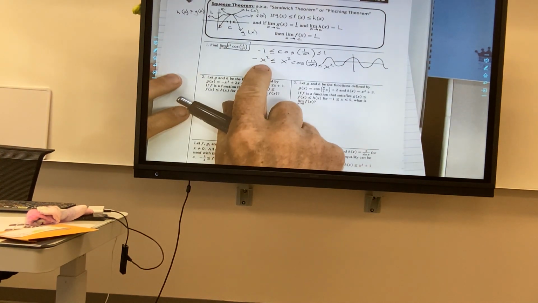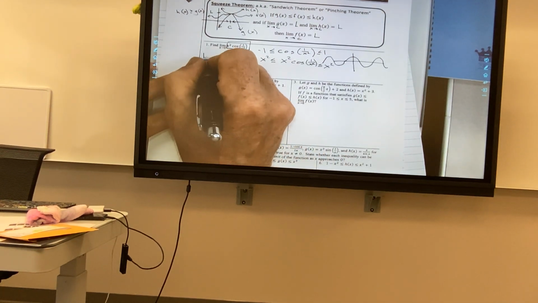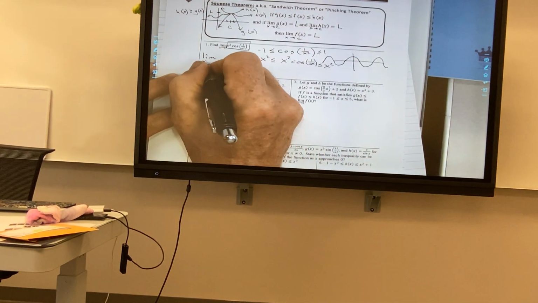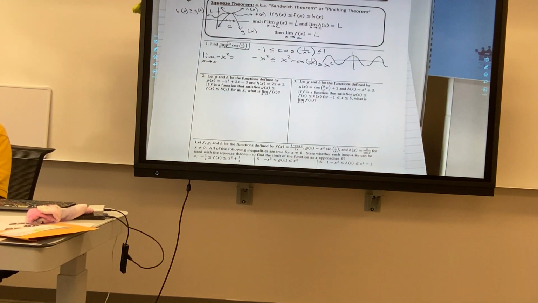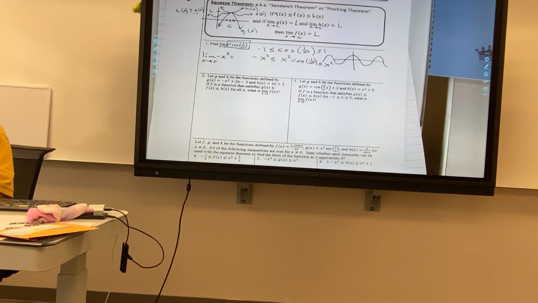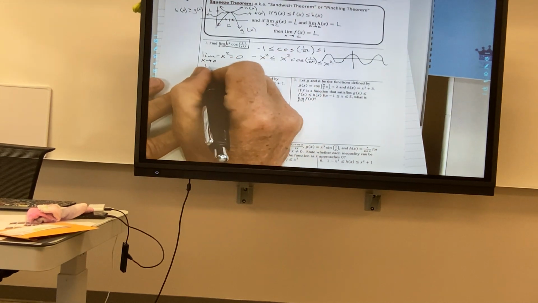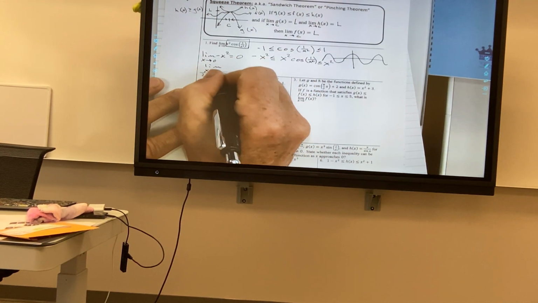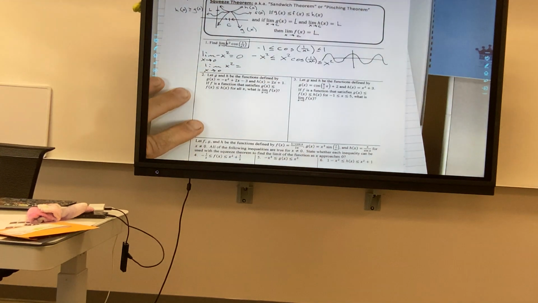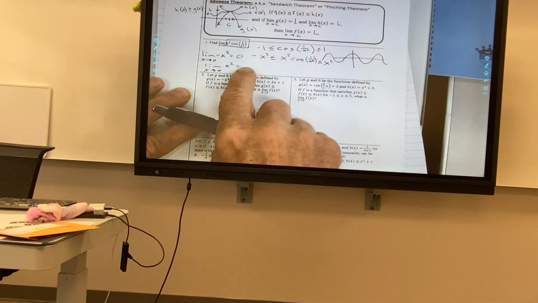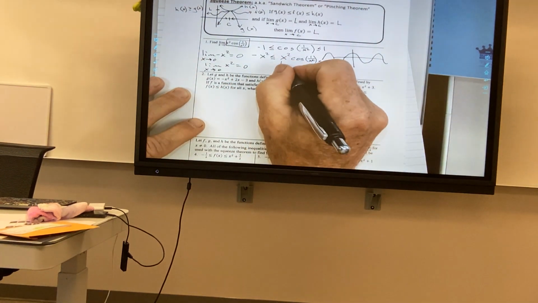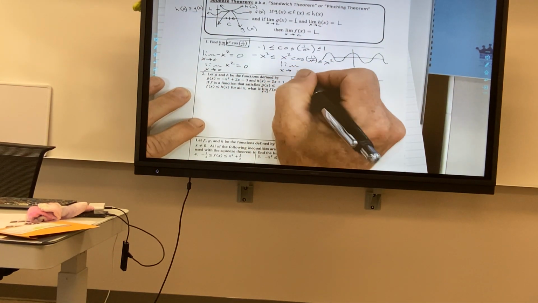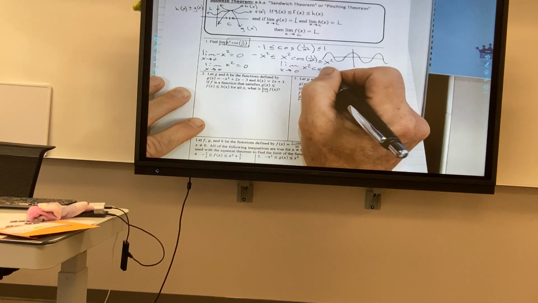So I'm going to take the limit of a negative x squared. That's a pretty easy limit to figure out, isn't it? What's that limit? 0. And then I'm going to take the limit of the one on the right side. That's an easy limit to figure out. That's got to be what? 0. So what is the limit of this? What must it be? 0. Exactly correct.